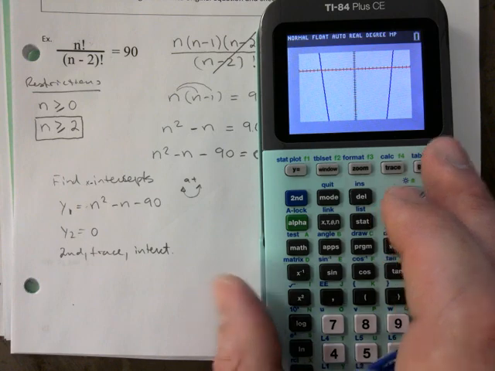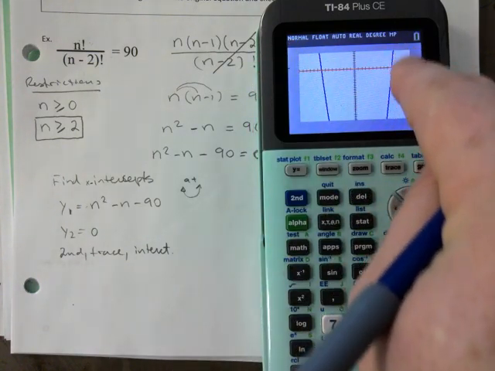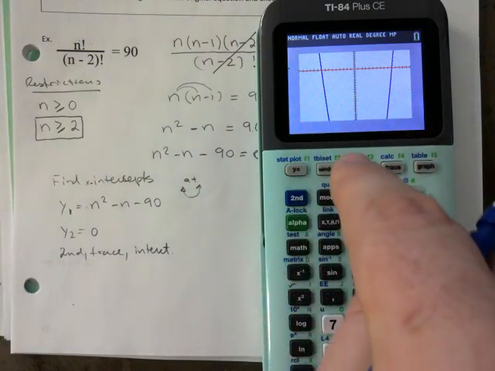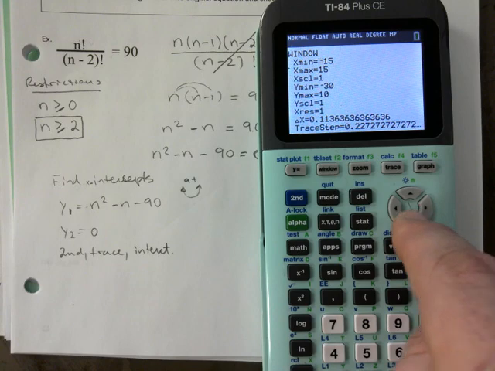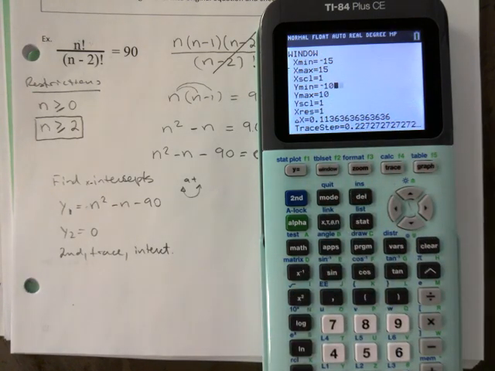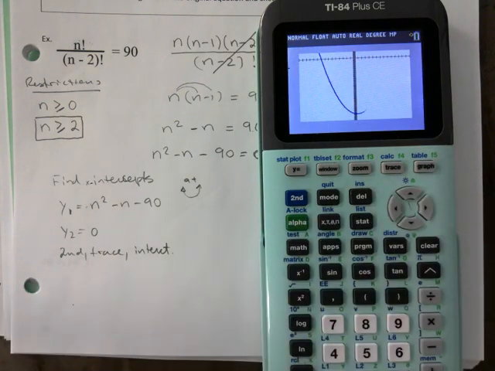Oh, I'm pretty good with my X min. X min is this side, X max is here. So I need to decrease my Y min a little bit more. So I'm going to go window, go straight to Y min. I'm going to go -100. I just want to make sure I can see it. Hit graph, and there it is. So again, if you have calculator issues, I can help you later with that.